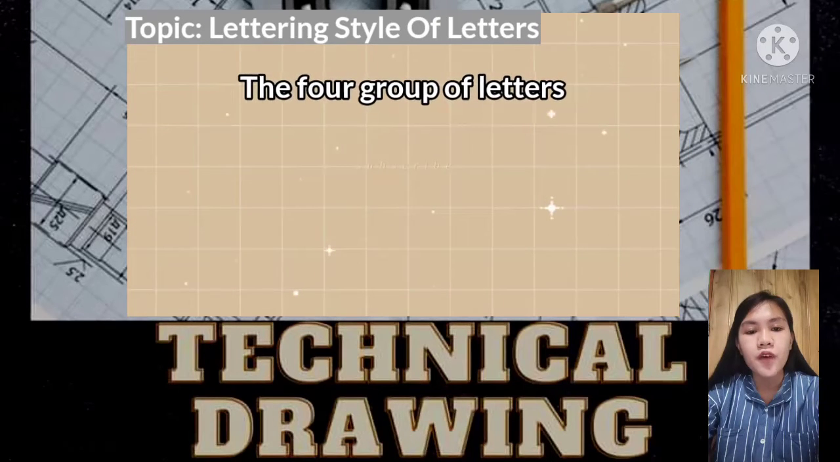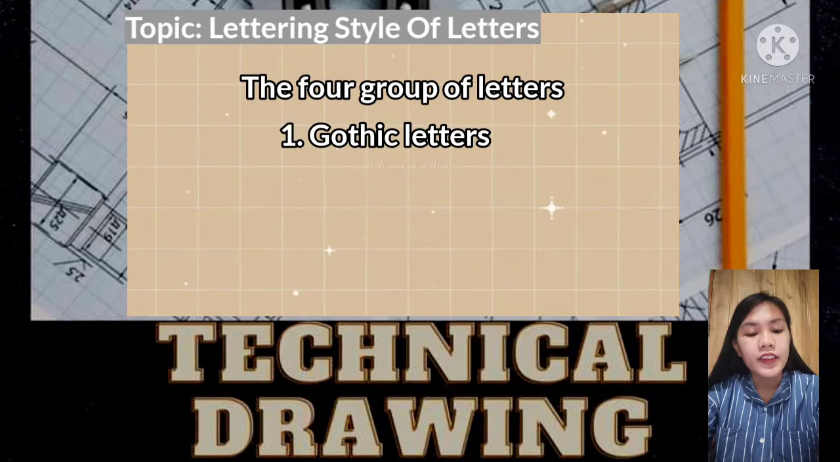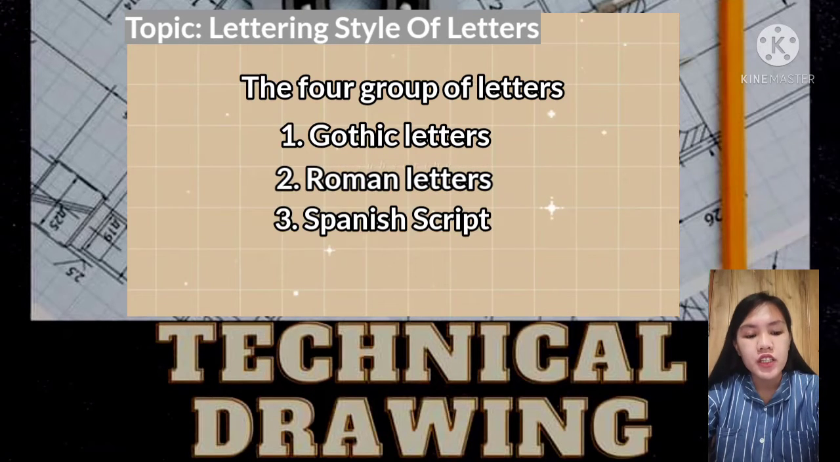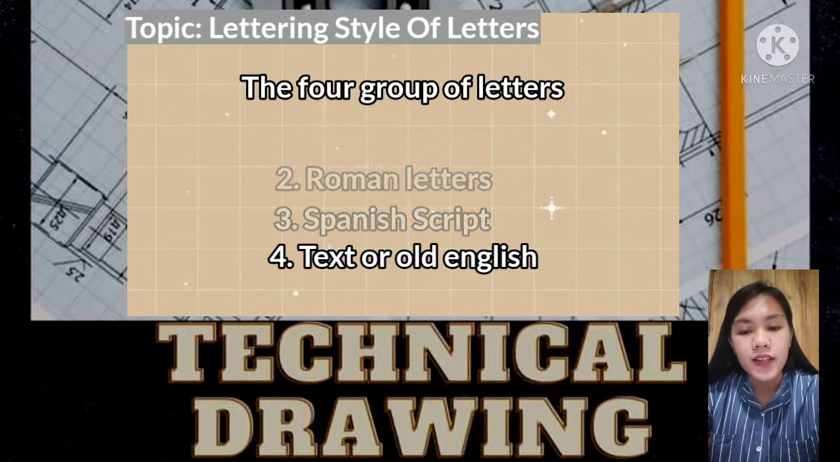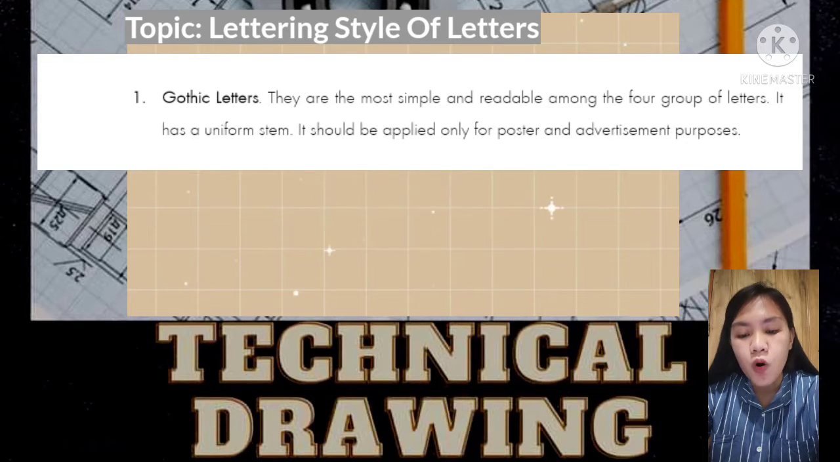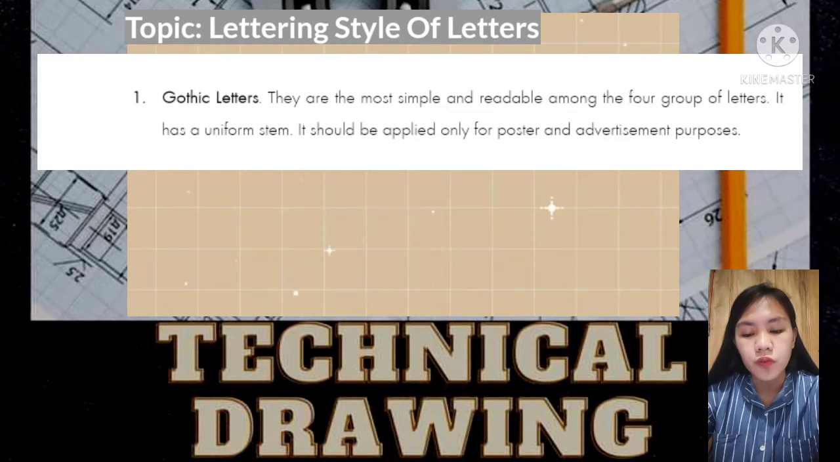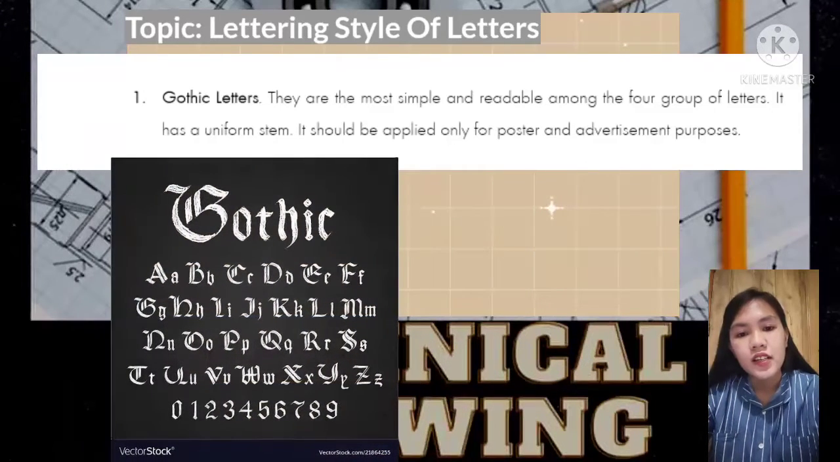Here are the four groups of letters: Gothic letters, Roman letters, Spanish script, and text or Old English. First, the Gothic letters. They are the most simple and readable among the four. It has a uniform stem. It should be applied only for posters and advertisement purposes. Just like this, as you can see on the screen, Gothic letters.